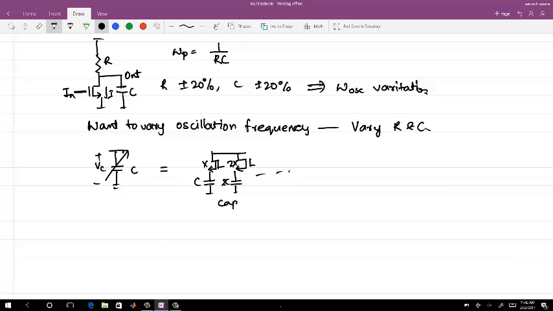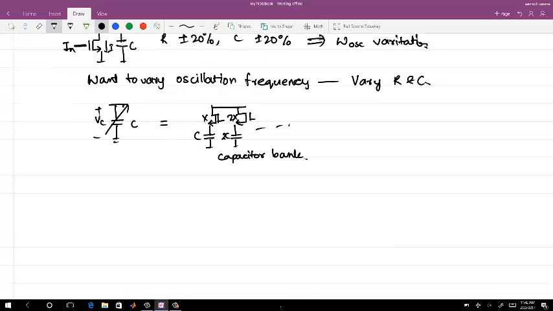Capacitor bank. Okay, but as soon as I say this is a capacitor bank, you have to control this digitally. So somewhere the PLL has to convert this analog output to a digital to control this capacitor bank. That is one.